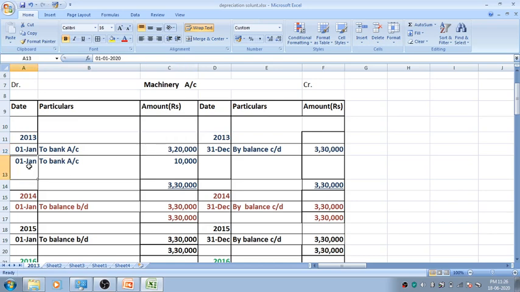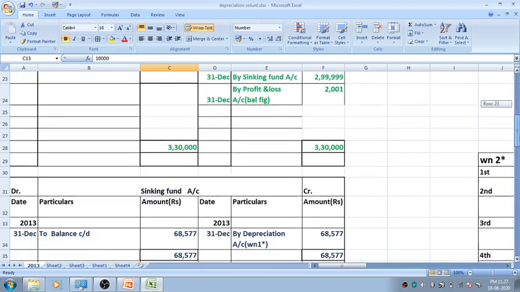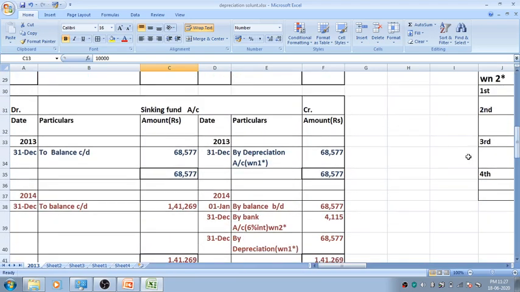Installation charges will be written as a separate entry on the same date, as the purchase date and the installation date are the same. So we are going to write on the same date to bank account 10,000. Amounts differ, journal entries are the same. So 3,30,000 ends up in the machinery account. So only one journal entry in the machinery account. Then the second journal entry is the calculation of depreciation, which we have already calculated and I have shown in the working note.